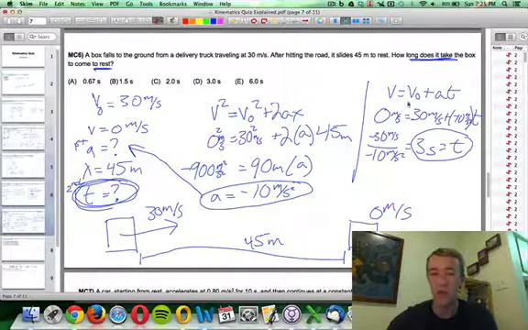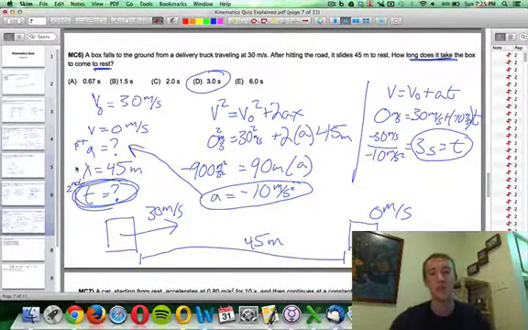Time should always be positive. So the correct answer for number 6 is letter D. Time is 3 seconds. Good work.